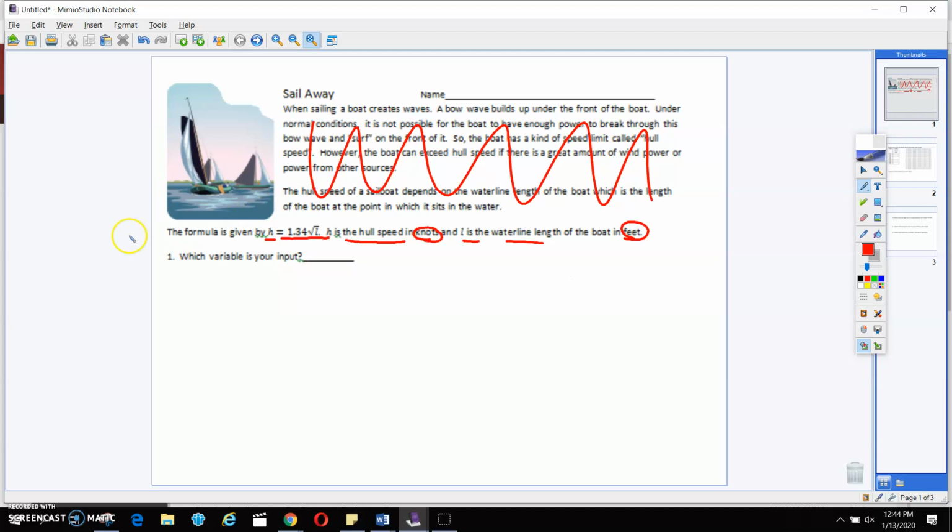Okay, so it says, which variable is your input? Let's think about this equation really quick. If I increase my length, what's going to happen to my speed? Well, let's put this in terms that we know, because we don't sail. So think about your swimmers.